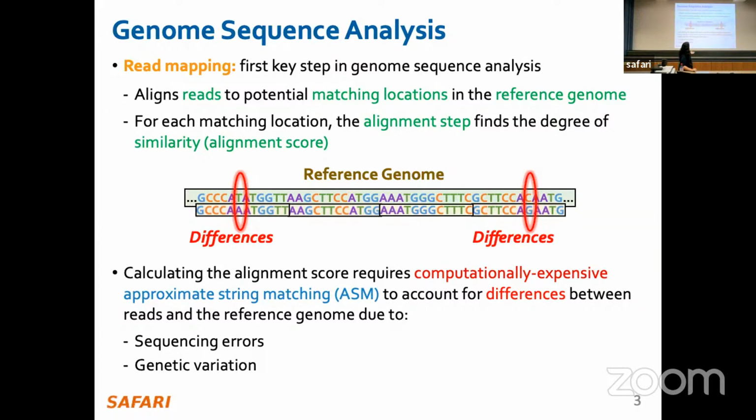But calculating the alignment score requires computationally expensive approximate string matching to account for differences between the reads and the reference genome. These differences can occur for different reasons. For example, the sequencing machine can have some error, or there can be genetic variation. And then we want to understand these variations so that we can understand the genomic or medical concept that we're analyzing.